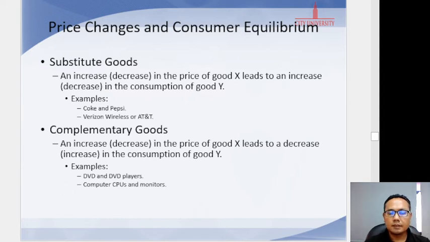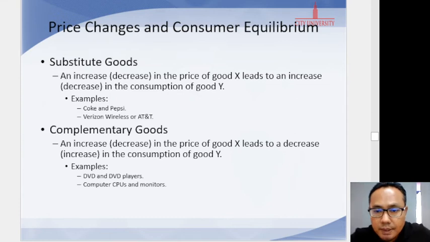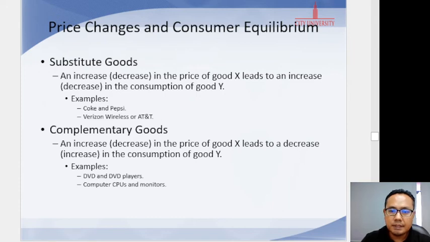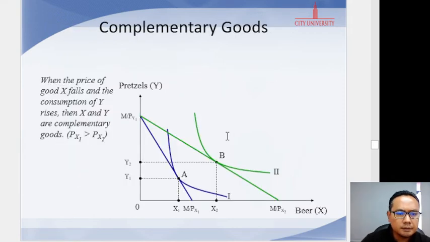So a change in the price of a good will lead to a change in the equilibrium consumption bundle. To see this, recall that a reduction in the price of good X leads to the counterclockwise rotation of the budget line. Thus, if the consumer is initially at equilibrium, let's say at point A here.